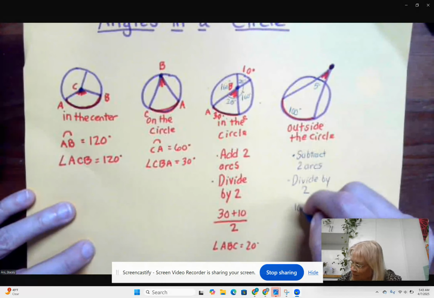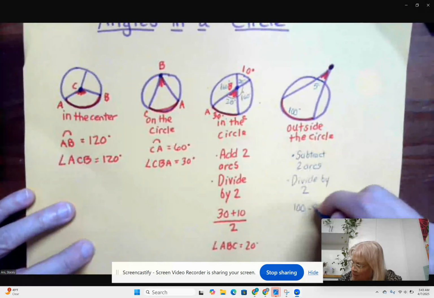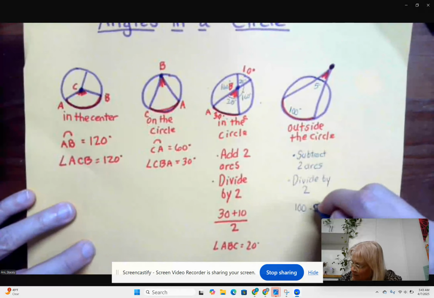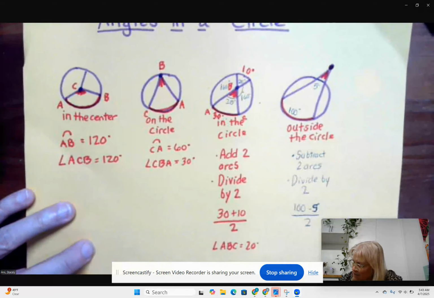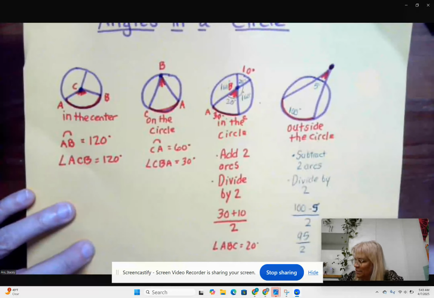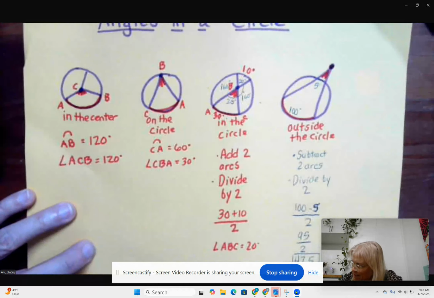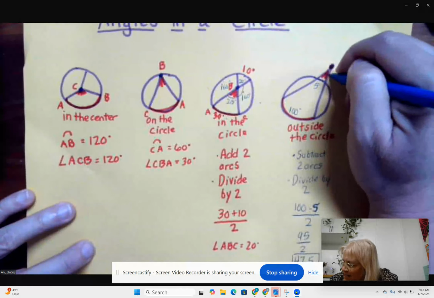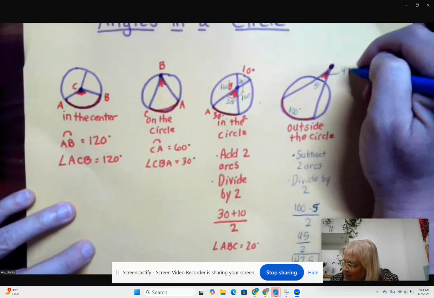So in this case, we would have 100 minus 5 divided by 2. And that would be 95 divided by 2. And that would be what? 45, 47, 47.5? I don't know, something crazy. And so what we have found is that this angle right here is 47.5.